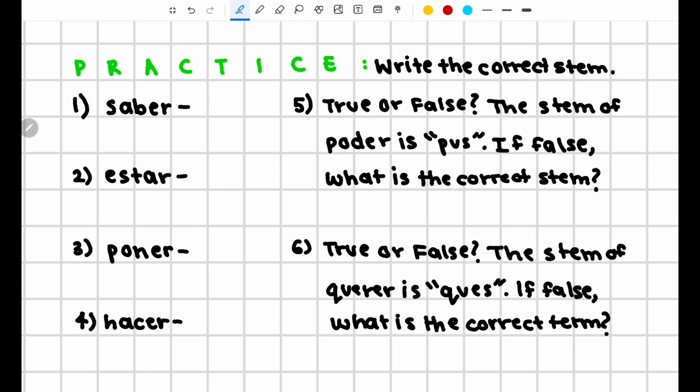Now it's time to practice. So for each of the exercises below, you're going to answer the question or write the correct stem. For numbers 1 through 4, you just need to write the stem for the verb given. Number 5 and number 6 are true or false questions. And if the correct answer is that it's false, then you want to write the correct stem of the verb given. Pause the video now and complete the practice.